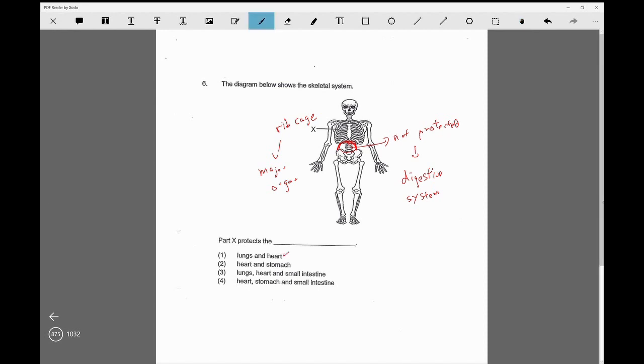Anyway, your lungs are here. Your heart is usually more to the left, somewhere here. Heart and stomach, it doesn't protect the stomach, like I told you. It doesn't protect the intestine. So you can choose only number 1. So it's a trick question. A lot of students will think that the rib cage protects all the organs in your body, which is not true. It only protects some of the organs, because there's a gap, like I showed you at the bottom.